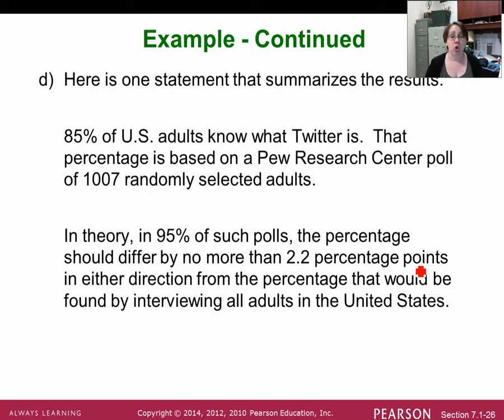85% of U.S. adults know what Twitter is. That percentage is based on a Pew Research Center poll of 1,007 randomly selected adults. In theory, in 95% of such polls, the percentage should differ by no more than 2.2 percentage points. This is your E value that you calculated, in case you're wondering where that came from. In either direction from the percentage that would be found by interviewing all adults in the United States. So, that would be a good summary of what we just did. We talked about the original sample, and then we talked about what would be a decent way of approximating your actual population percentage.